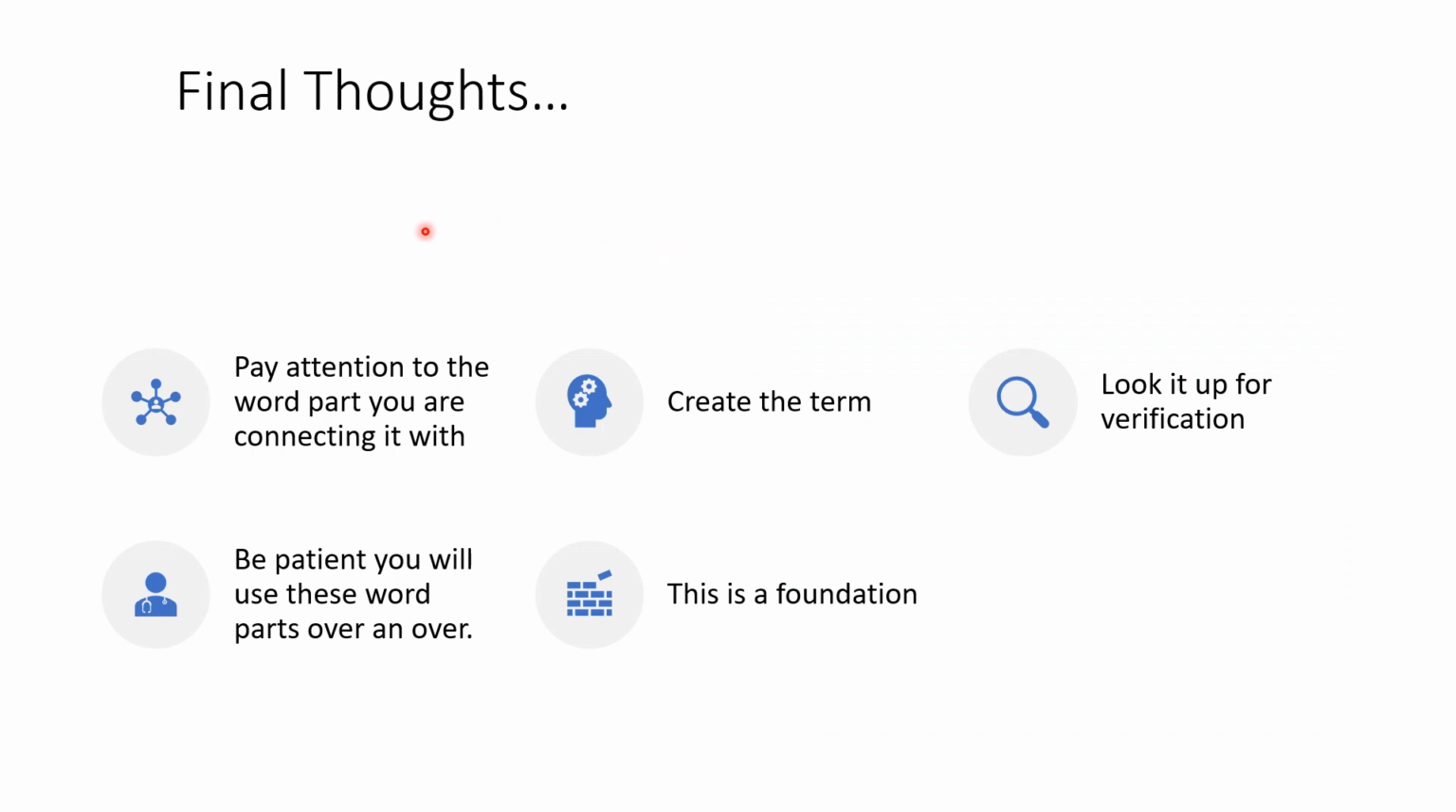So here are my final thoughts. Pay attention to the word part you are connecting it with. Does it begin with a vowel or a consonant? Then create the term. Go ahead, look it up for verification. See if you're right. You might be wrong. That's okay. That's learning. That's not a problem. That's the only way to learn it.